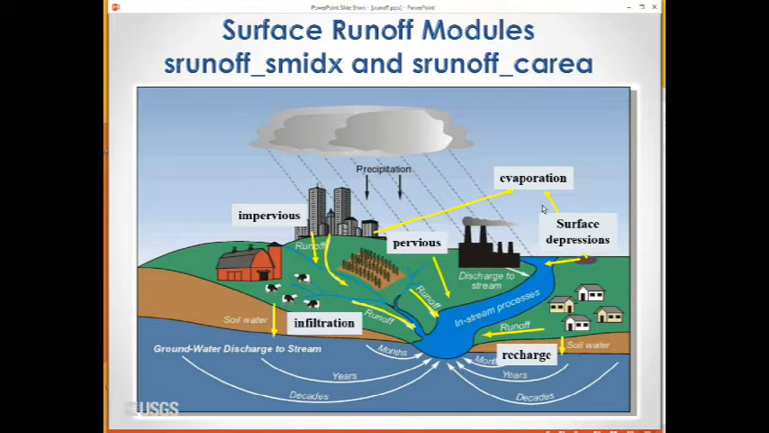Hortonian surface runoff computed from impervious, pervious, and surface depression fractions can flow directly to the stream network and cascade from HRU to HRU. Infiltrated water flows into the soil zone storage and/or as direct recharge to groundwater storage.